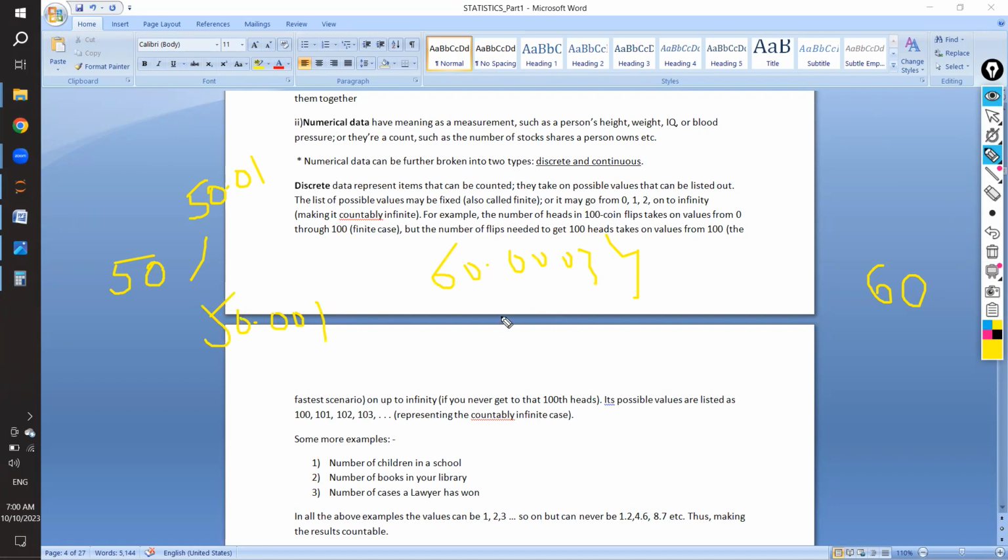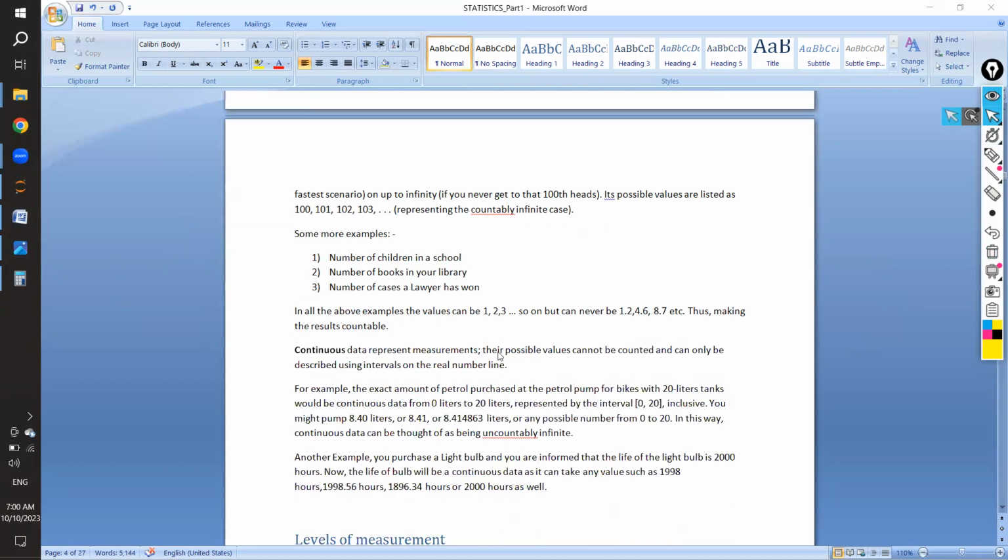Even if it is infinite, still you cannot give all possible outcomes it can take, right? Between 60.1 and 60.2 also there are infinite numbers of values. So this comes under continuous values. The possible values cannot be counted and can only be described using intervals.